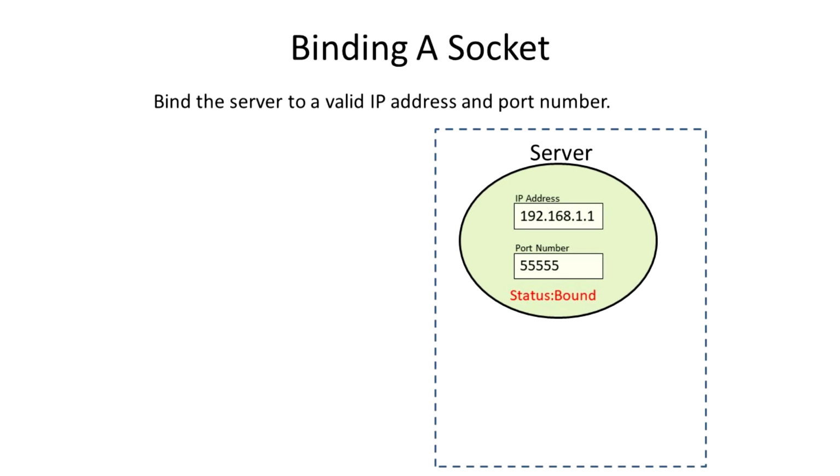But when we bind this socket, what we're doing is we actually bind the IP address and the port number to the socket itself. So you notice now that the status has changed from unbound to bound, and that we see the appropriate details for the IP address and the port number that we are going to set up the socket to listen out on. And that's the next step.